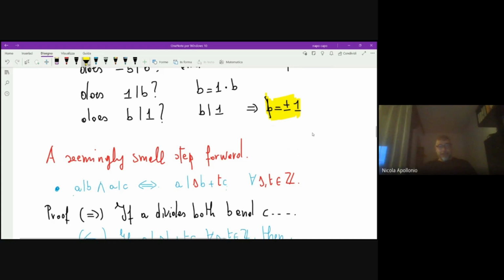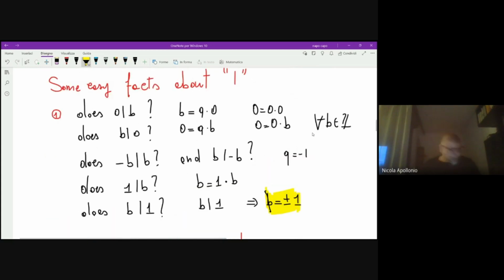Now, we have seen a few facts about special cases, which are actually the hardest ones when one introduces some definition, some notion. You have to check if your notion is well defined, and to check whether it is well defined, you have to stress it in the special cases.